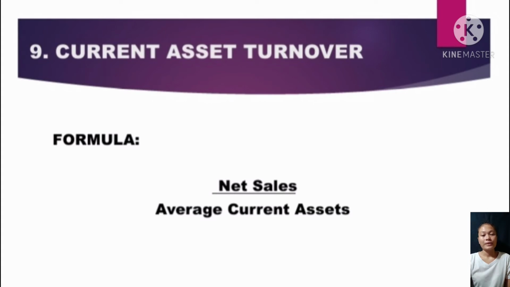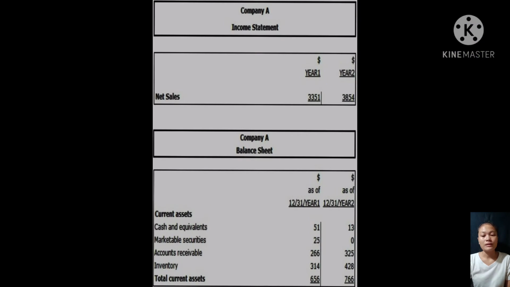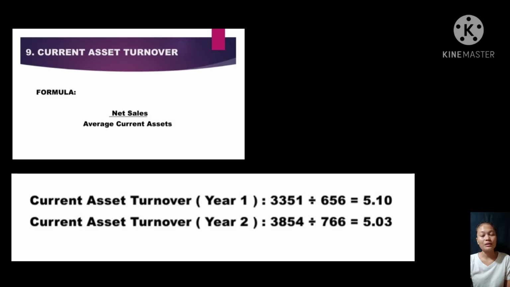Current asset turnover. The formula is net sales divided by average current assets. It signifies the pace by which current assets are used. It also indicates the adequacy of current assets in the firm's operations. We use the income statement and balance sheet of Company A to calculate the current asset turnover. Current asset turnover of year 1 is 3,351 divided by 656, which is equal to 5.10. The current asset turnover of year 2 is 3,854 divided by 766, which is equal to 5.3.